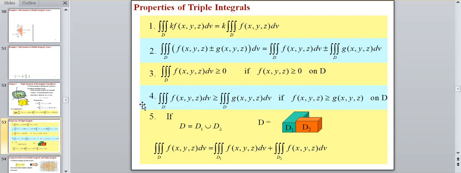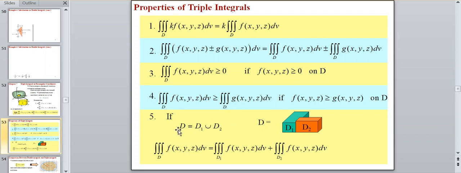And property number 4, which can be obtained from number 3. Look here on region D, bounded region D. The values of f are greater than the values of g. So we can prove using 3 that the integral of f on D is greater than the integral of g on D. Property number 5, look here.